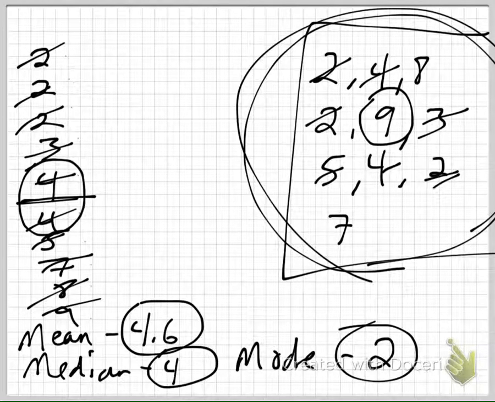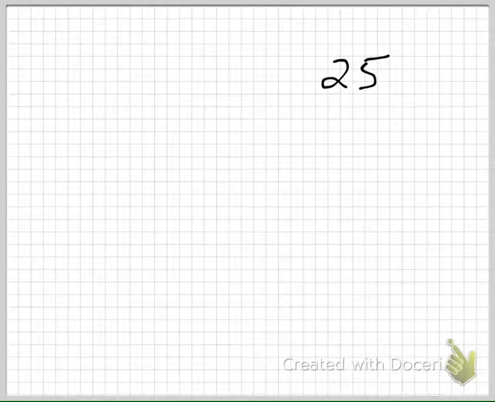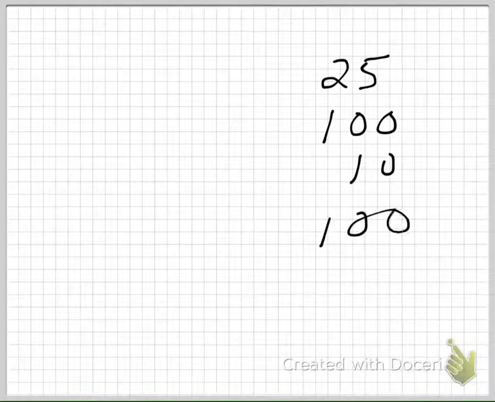Make sense? Here's the deal. Let's talk about this. Let's just say that you've had 5 quizzes in your history class, okay? And on your quizzes, they went like this. Here's your quiz scores. You had a 25, you had 100, you got a 10, you got 100, and you got a 40, okay? These are your quiz scores in history.